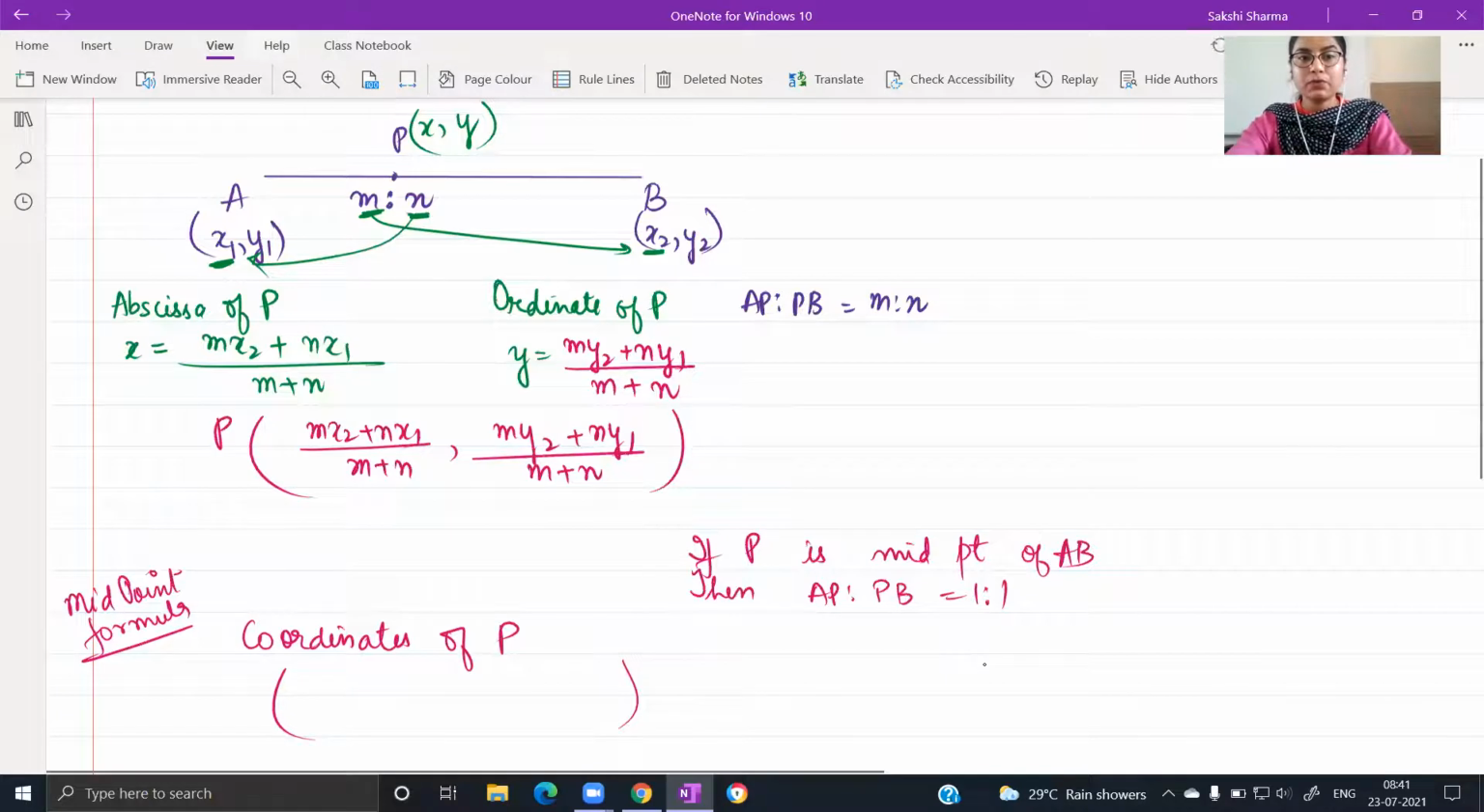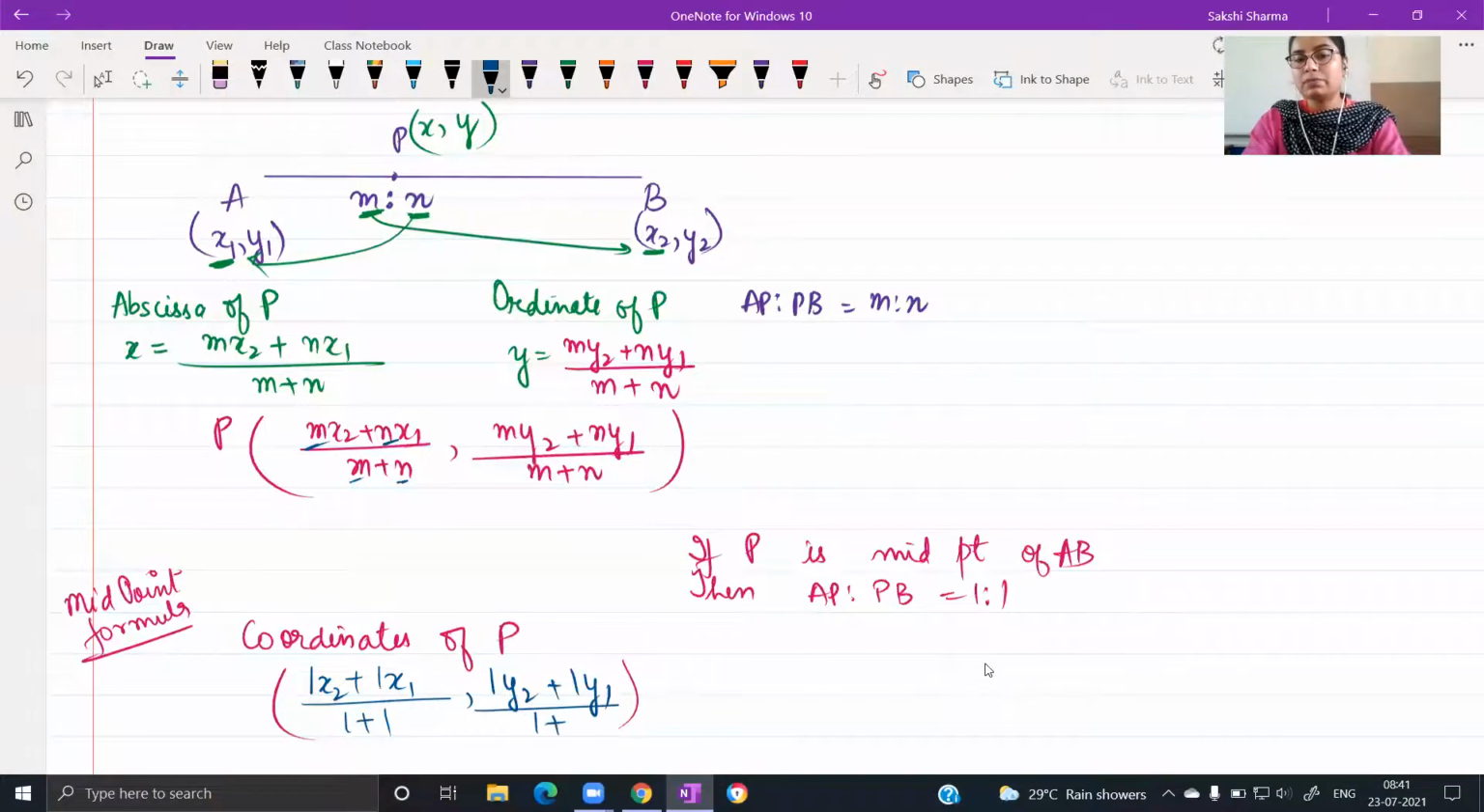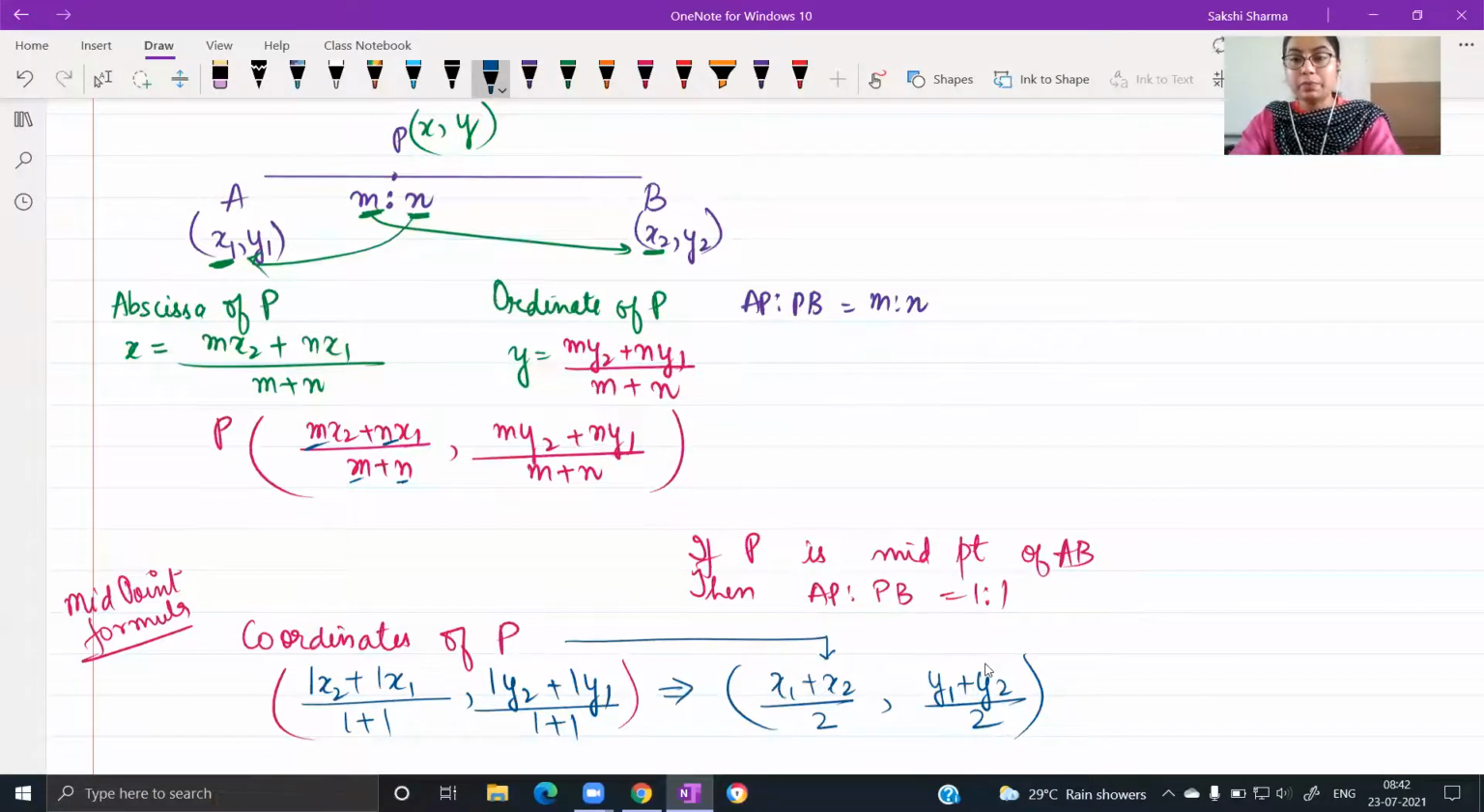आप यहाँ पे ये जो आपका formula लिखा है हमने section formula, m की और n की value आप 1 put कर सकते हो. It will be 1 times x2 plus 1 multiplied with x1. In the denominator, it will be 1 plus 1. Same way for the ordinate, 1 times y2 plus 1 times y1 over 1 plus 1. तो इतना complicated लिखने की बजाय हम क्या लिख सकते हैं? Sum of the abscissas divided by 2, average of the abscissas, then the sum of ordinates divided by 2, the average of the ordinates. So this is how we can obtain the coordinates of P if P is a midpoint of a line segment.